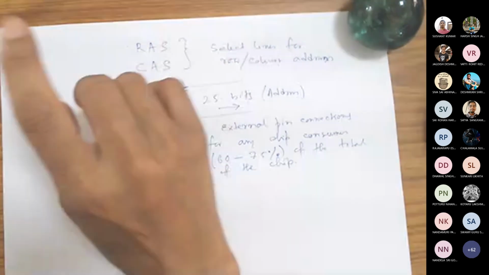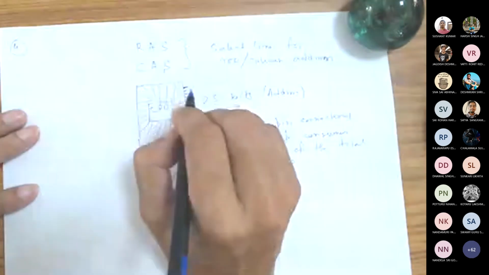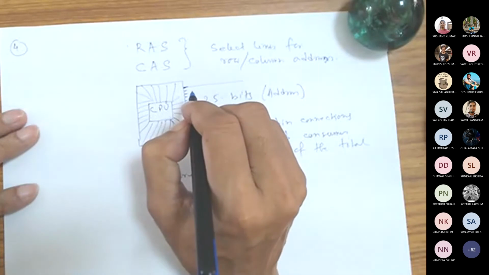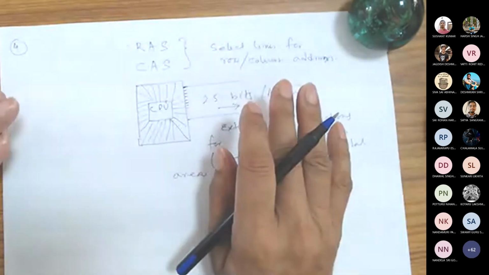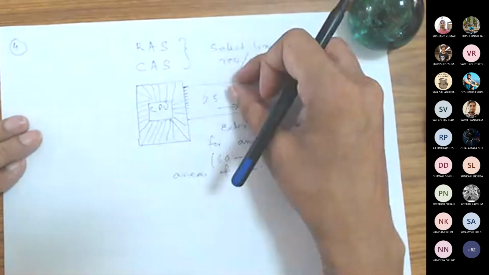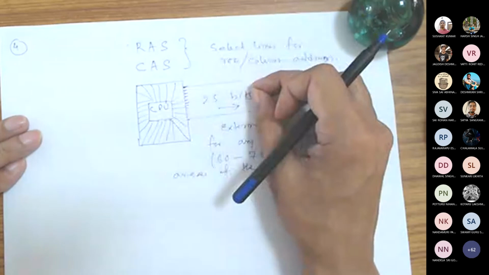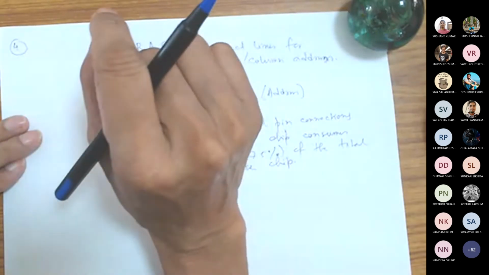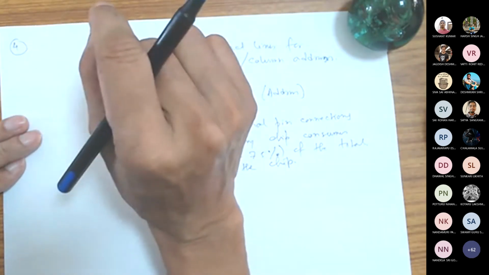One of the ways of reducing these external pin connections is just splitting the address into two parts. The first part will go first. After some time, the second part will go. You may say that it will make the system slow.